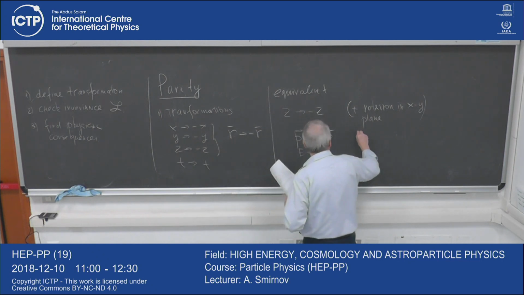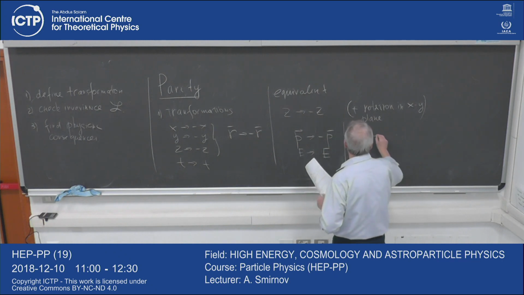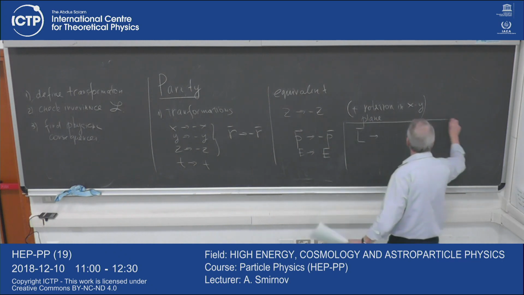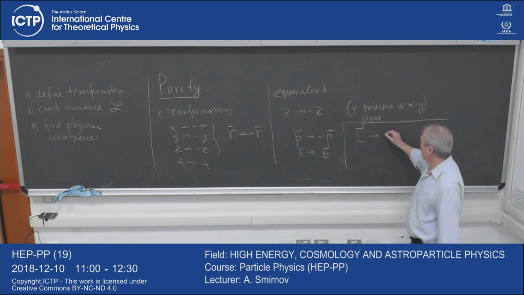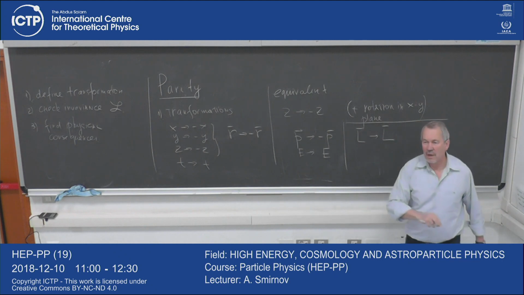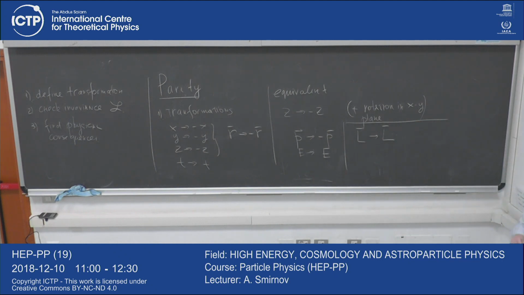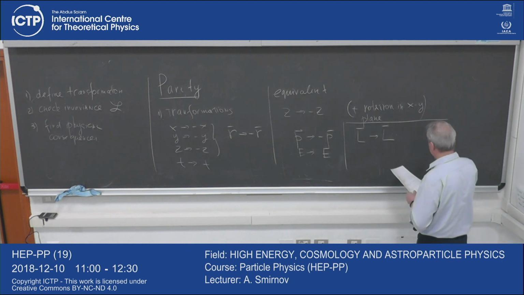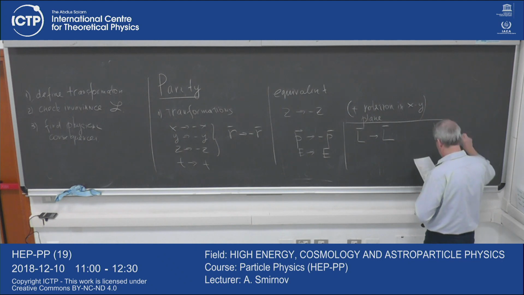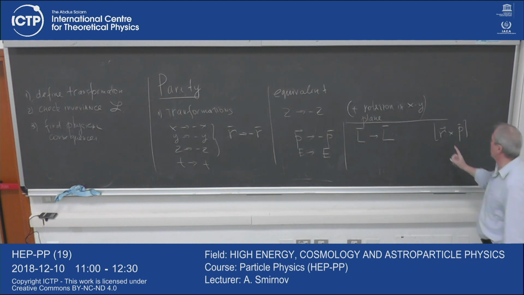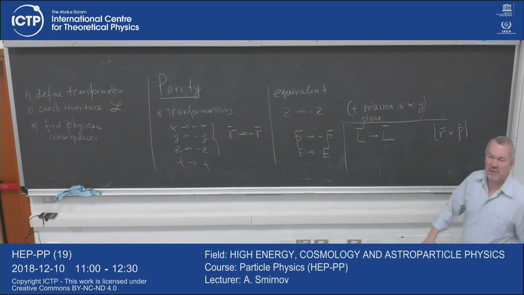Now, angular momentum, this is an important point. So how is the angular momentum transformed? It's minus? Hmm? So this is a vector, right? So why doesn't it transform? That's because it is the vector product of R and P, right? And since both change the sign, the vector product doesn't change the sign.